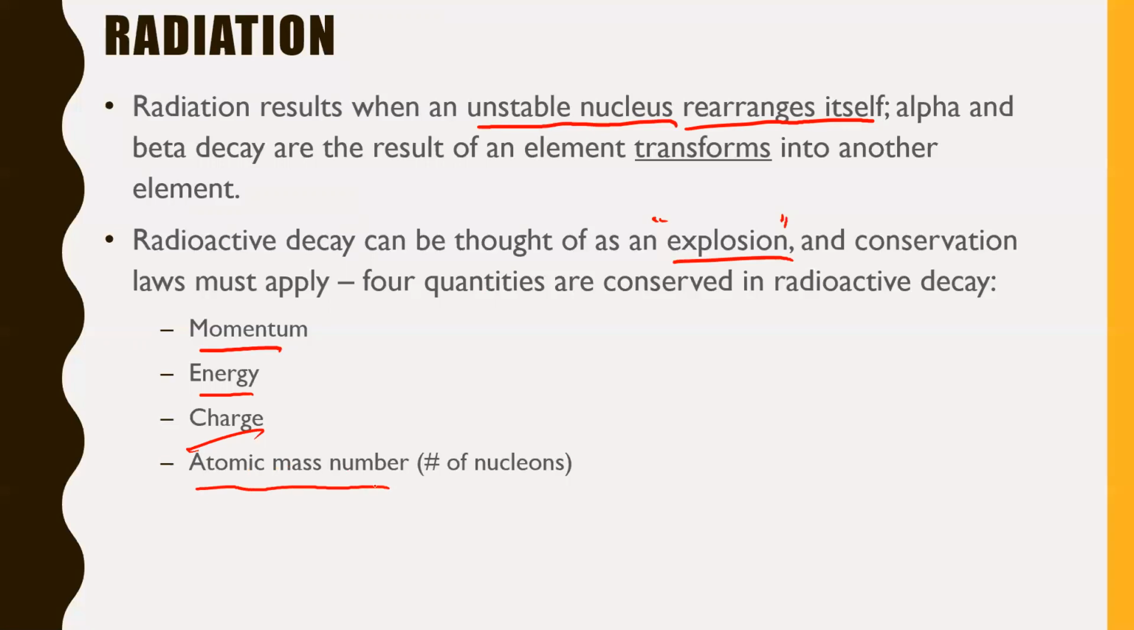Another thing is the atomic mass number, or in other words, the number of nucleons. Protons and neutrons don't just disappear. There are some really weird things that can happen with them, but they don't just disappear. Something has to happen to them. There has to be an account for where this stuff goes.